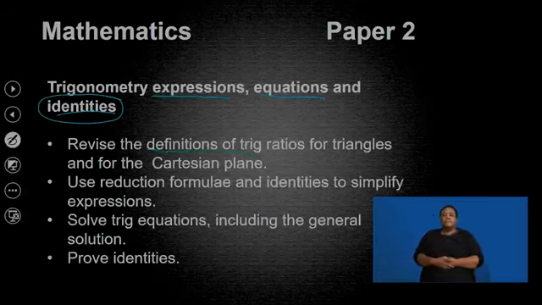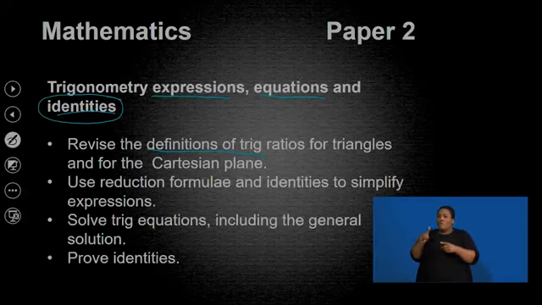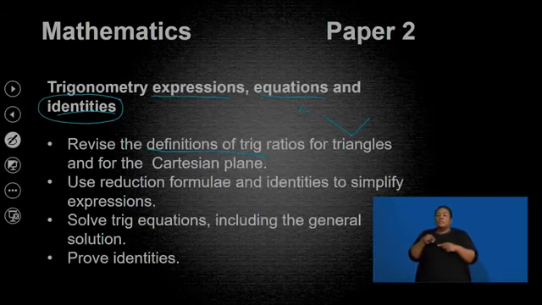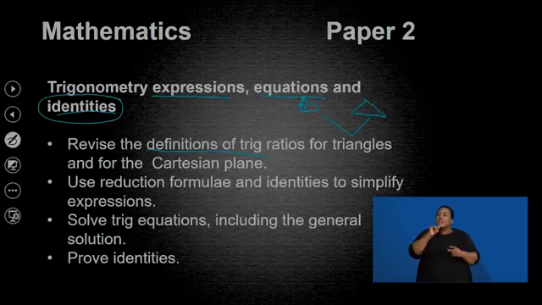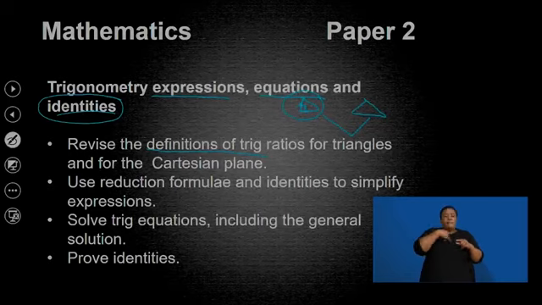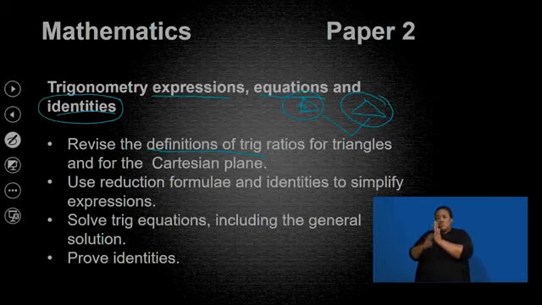You need to revise the definitions of the ratios for triangles and the Cartesian plane. The two triangles will be when it is a right-angled triangle, and when it is a non-right-angled triangle. You know that with a right-angled triangle, I can use my ratios, I can use the theorem of Pythagoras. With the non-right-angled triangles, I use the rules like your area rule, sine rule, and cosine rule. Also use your reduction formulae and identities to simplify expressions.